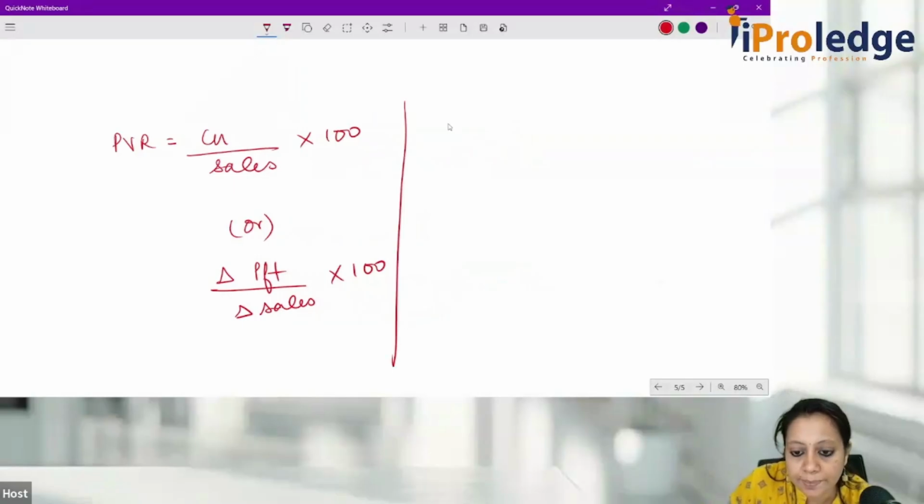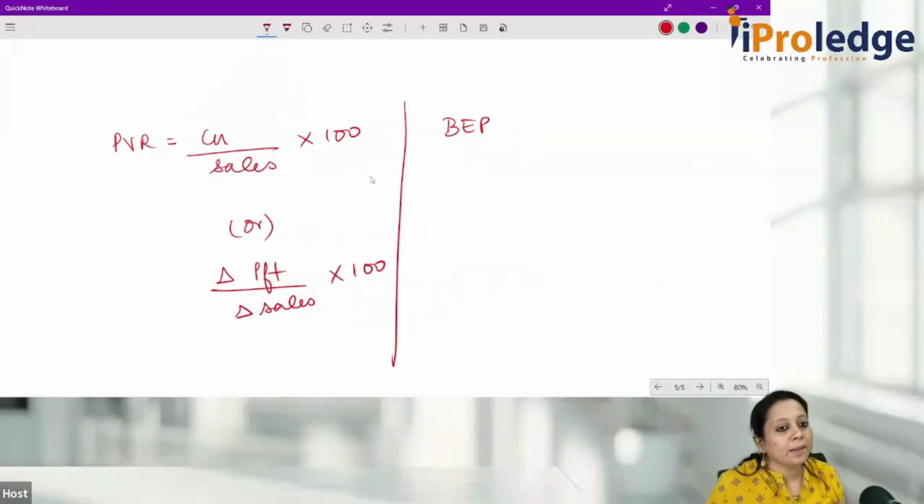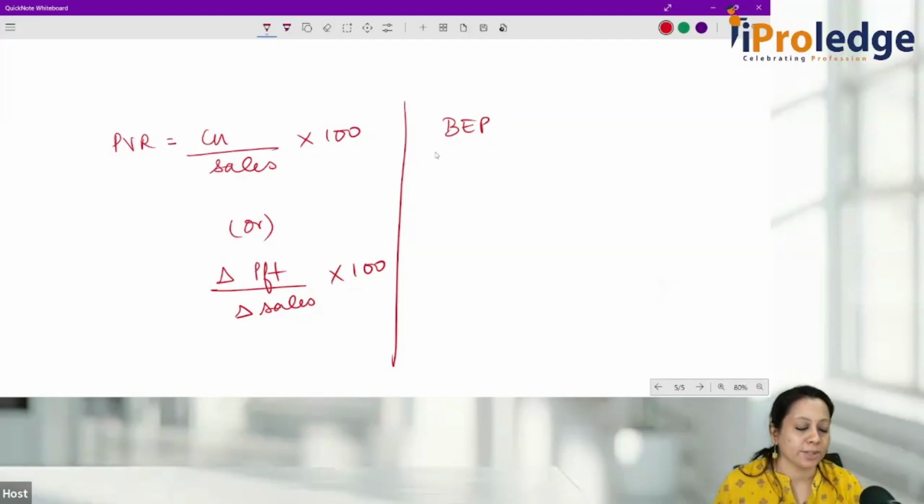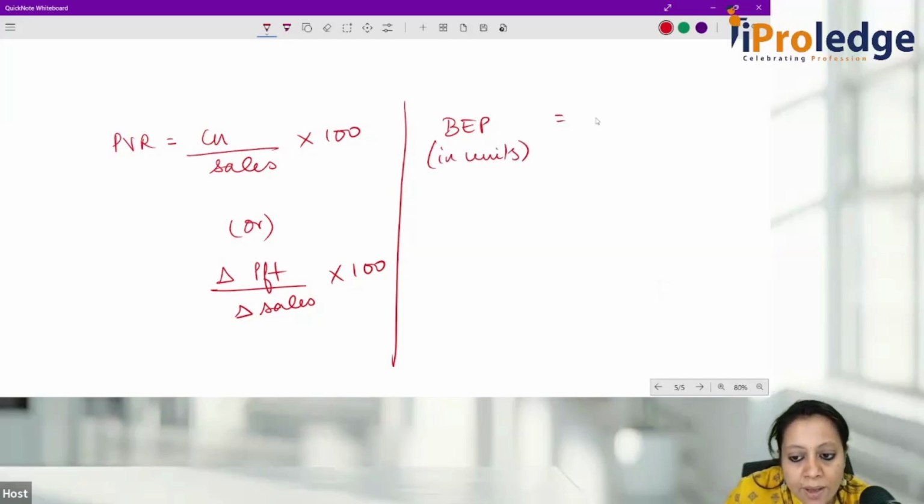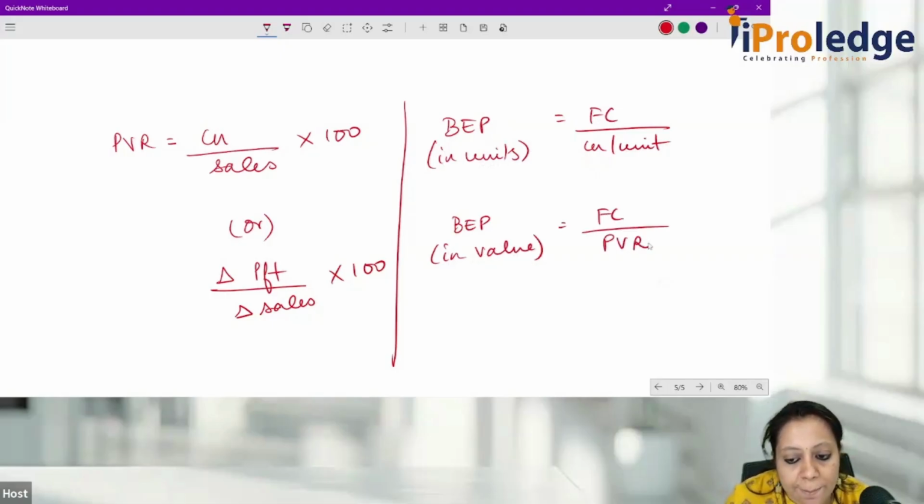Then BEP, break even point. Many people say no profit, no loss. That is only BEP. What is the right way of saying it? It is the level of sales at which the profit is equal to zero, at which there is no profit, no loss. BEP in units is equal to fixed cost divided by contribution per unit. BEP in value is going to be fixed cost divided by PVR. If they're asking BEP in units, you will use this, otherwise this.